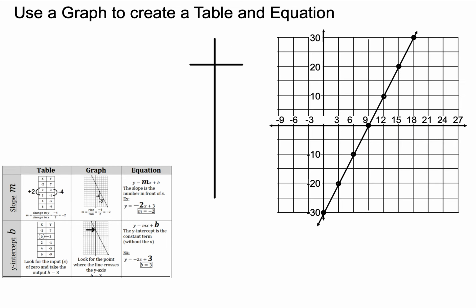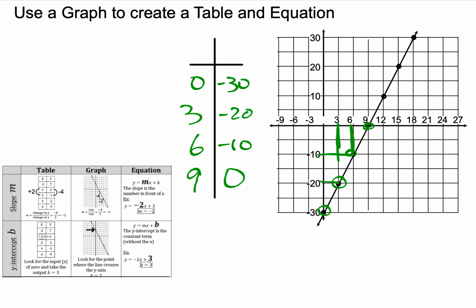Okay, this time we're starting with a graph. We're going to create a table and an equation. Say we create the table first. We just take points from this. We've got 0, negative 30. This one is at 3, negative 20. This one right here is at 6, negative 10. And this one is at 9, 0. So we've created a decent table.